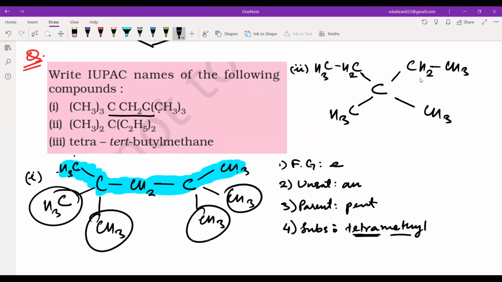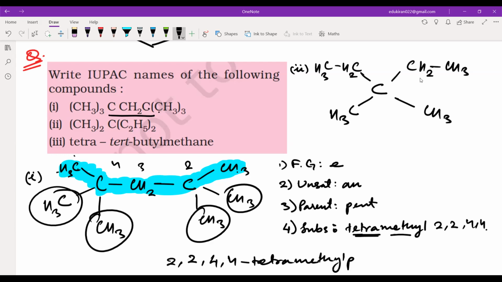So I will number that. There are 2 methyls on the second carbon, so 2, 2, and then 4, 4. Now the name will be 2, 2, 4, 4-tetramethylpentane.